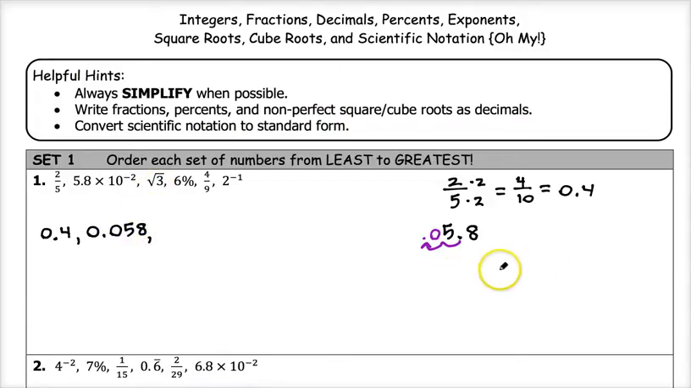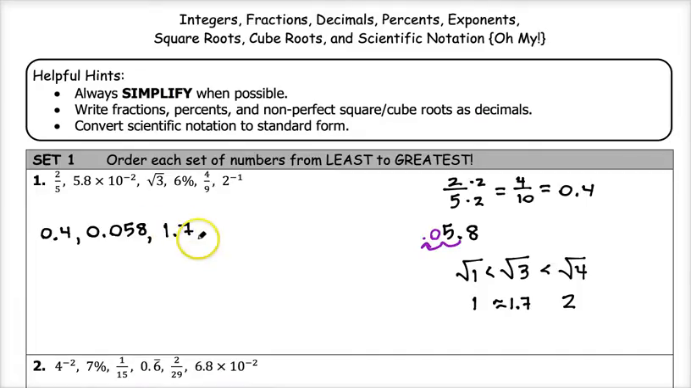For our next number, radical 3, we need to think what two perfect squares radical 3 is in between. It's between radical 1 and radical 4, which means it's somewhere in between 1 and 2. 3 is closer to 4 than 1, so radical 3 is going to be closer to 2 than 1, so it'll be higher than 1.5, maybe something like 1.7, approximately. Again, we're not finding exact values for these, we're just trying to order them from least to greatest, so it's okay if we're a tiny bit off for some of these square root conversions.